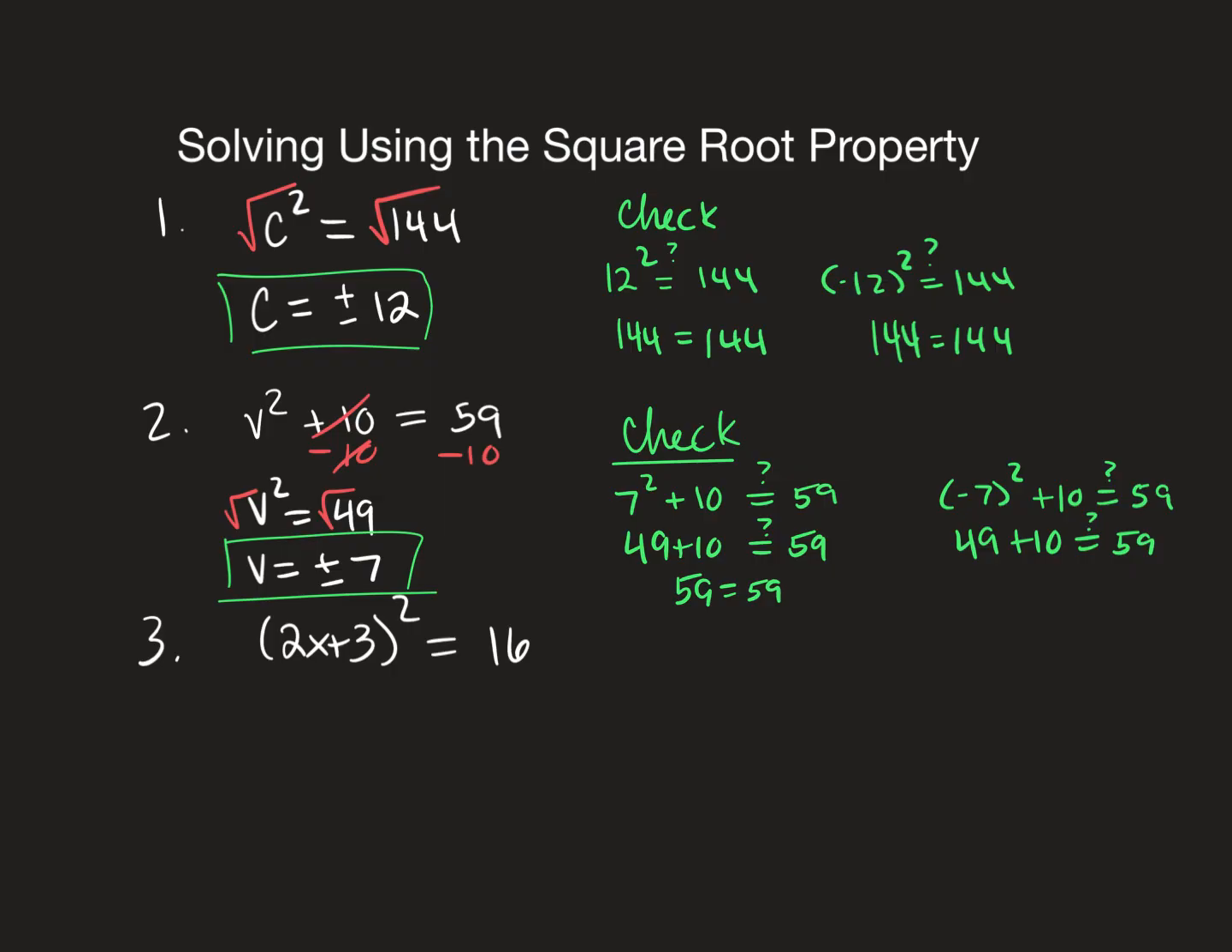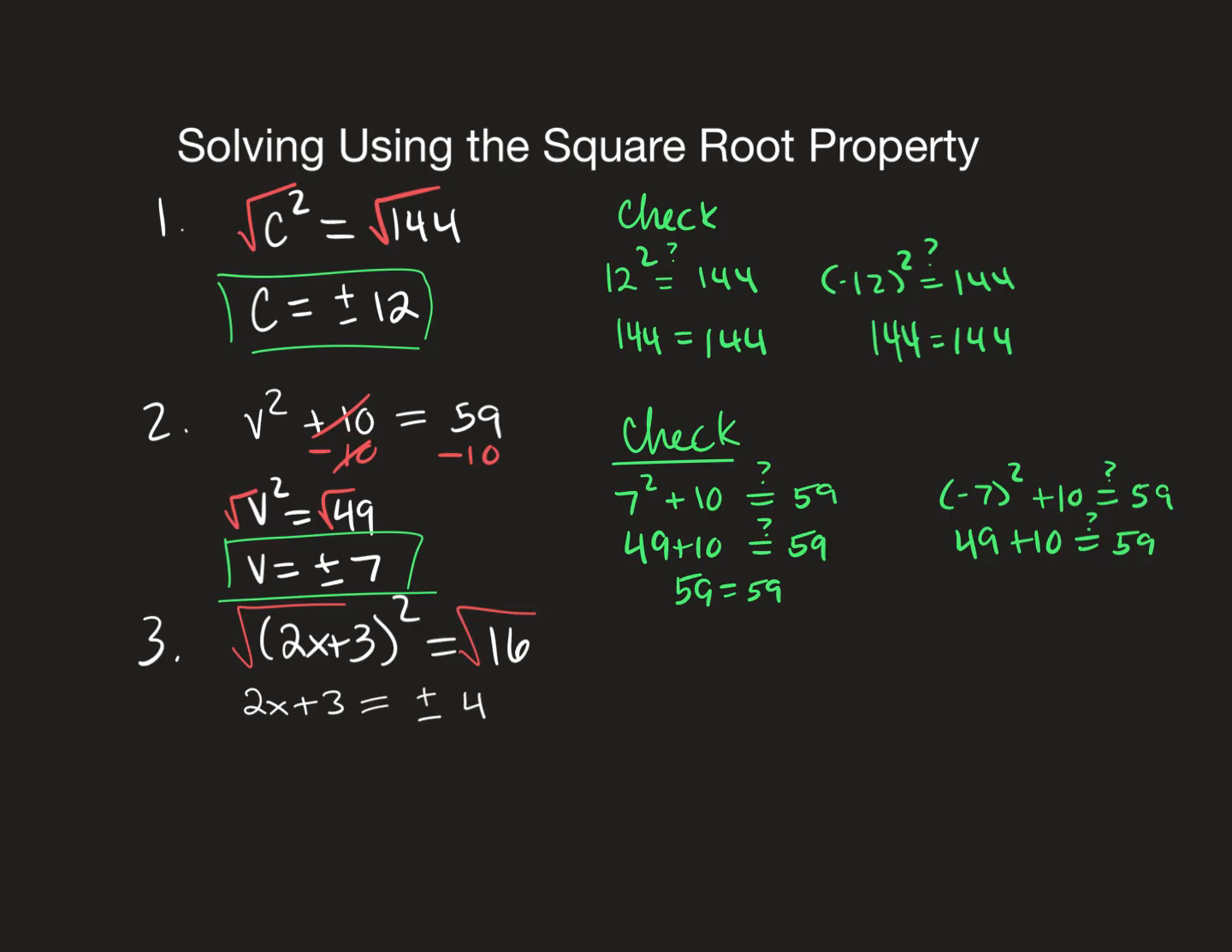Anyway, moving on to number 3, we have the square of 2x plus 3 equals 16. So we already have the square isolated. Now it looks a little weird because it's not just like c squared or v squared, but this is isolated. So we can start by just taking the square root. This will do something a little weird. We will have the square root of 2x plus 3 squared is going to be, of course, 2x plus 3. But what's the square root of 16? The square root of 16 is positive and negative 4.